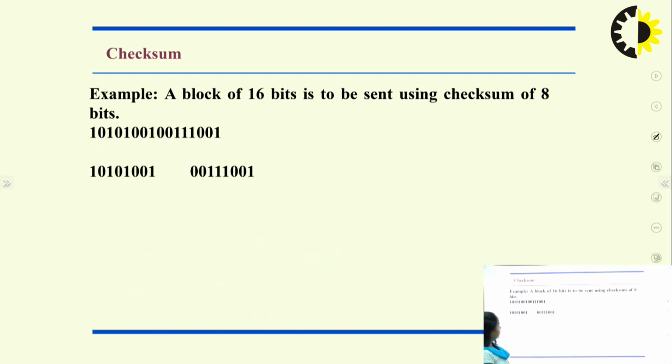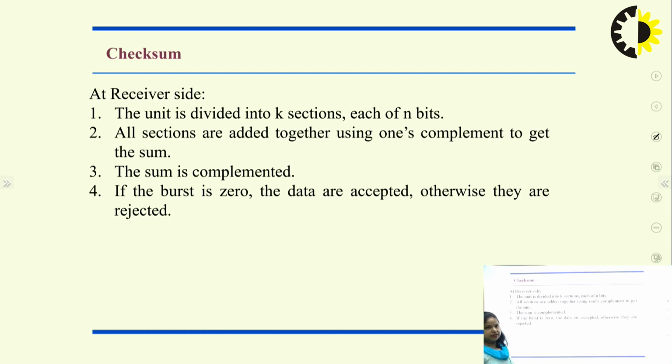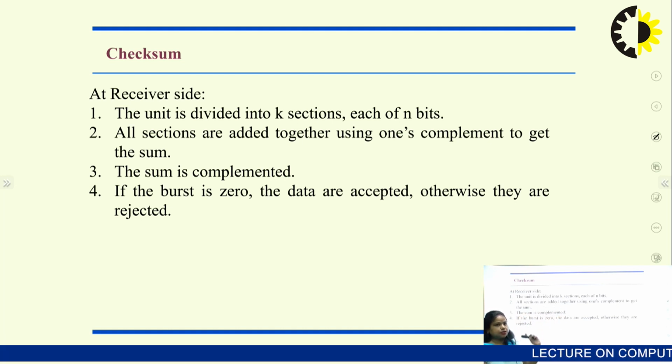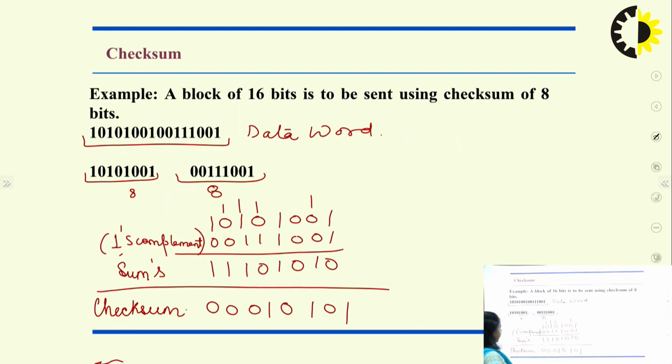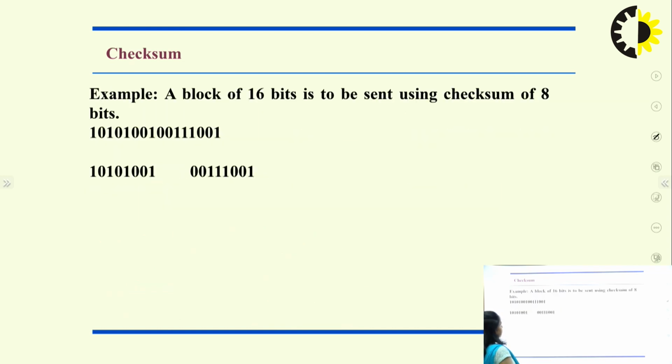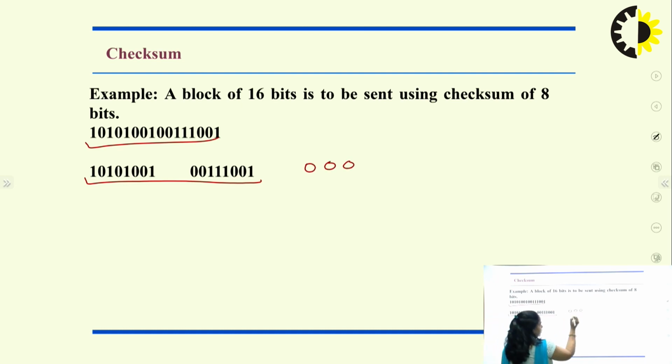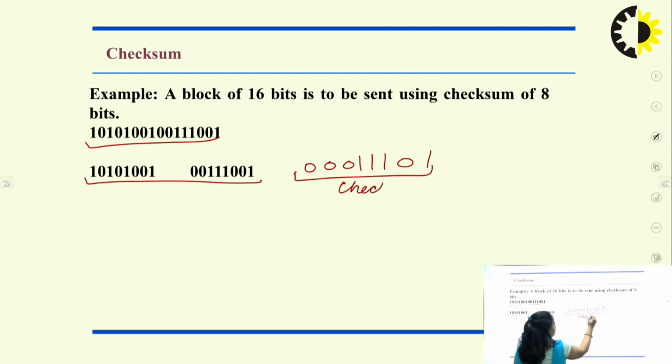Now when we talk about the receiver's end, again they have to divide the data into k sections, each of n bits, and all the sections are added together using the ones complement to get the sum. Whatever sum is generated is complemented, and if the result is 0, then the data is accepted, otherwise it is rejected, right? In the sender side example, we generated the checksum. So if the data word is this, we divide it into k sections and simultaneously include the checksum also. What was the checksum? 0 0 0 1 1 1 0 1.